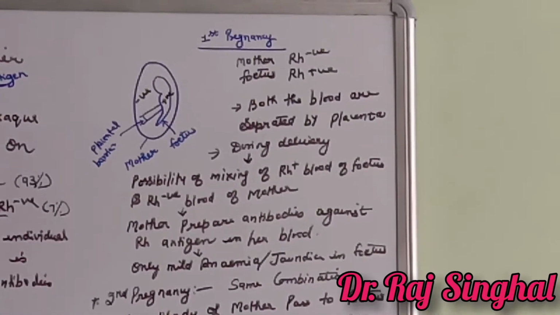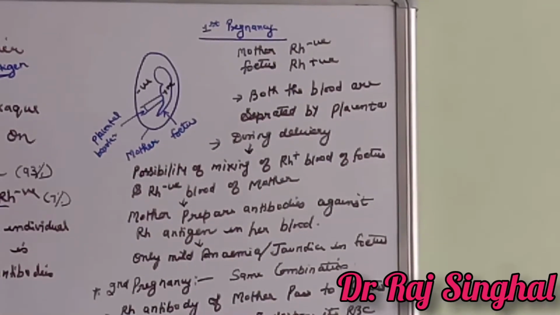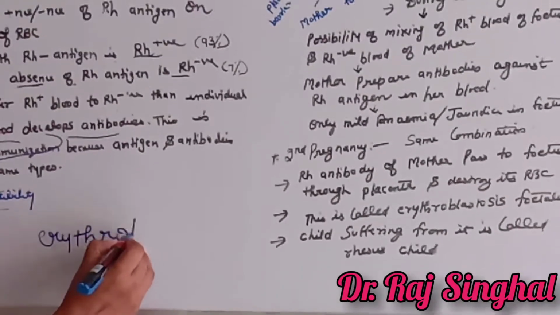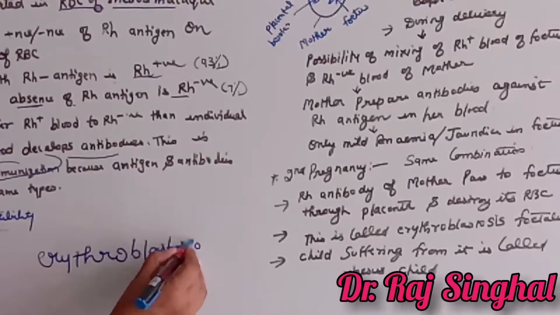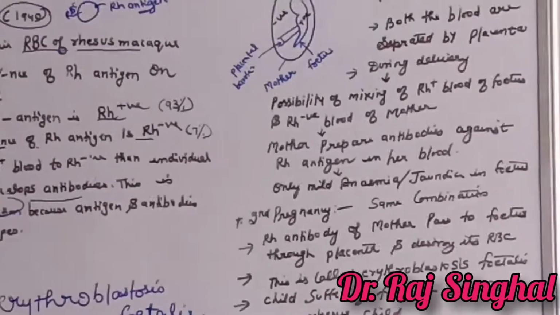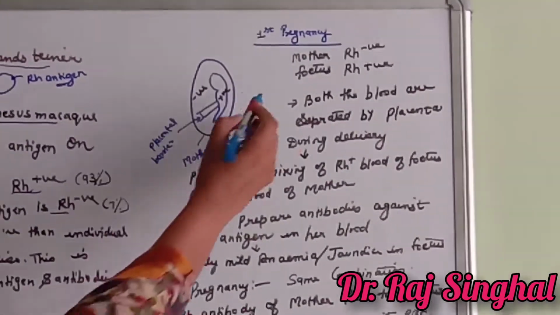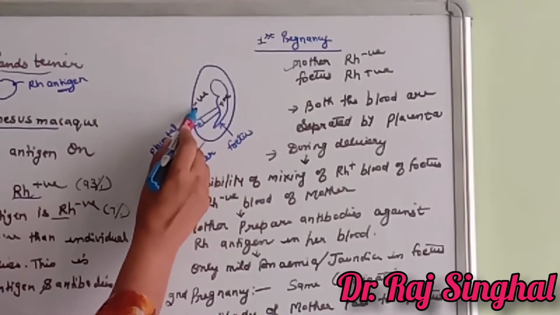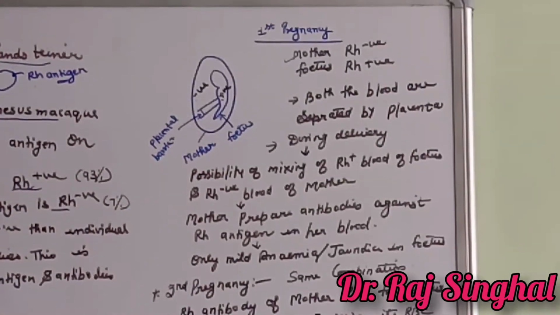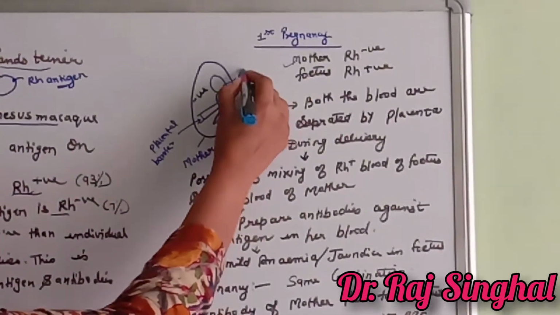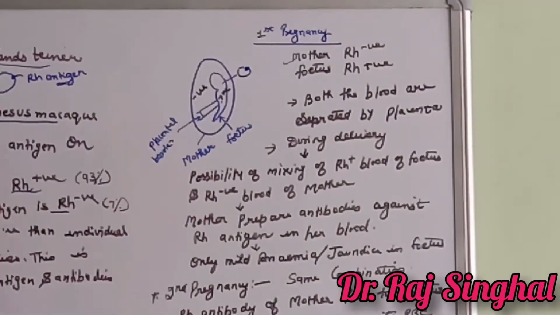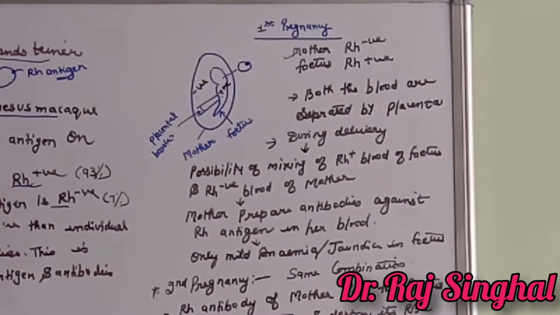Now, this RH factor can become the cause of an incompatibility or a disease which is known as erythroblastosis fetalis. This disease occurs when an RH negative mother conceives a pregnancy having a fetus which is RH positive. That means the RBC of the fetus contains the RH antigen, but in the mother there is no antigen nor antibodies.